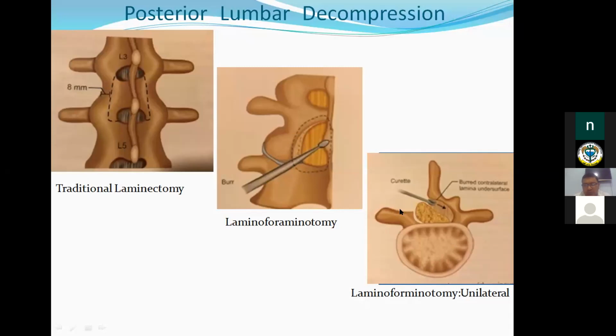In the unilateral technique, we expose only one side, and from that side only we will be able to decompress the contralateral side also. But the disadvantage of this unilateral technique is we need a very precise lighting system and adequate good instruments. Otherwise, there is still a chance of incidental durotomy and nerve injury with this unilateral laminoforaminotomy technique. So for beginners, and where the facility is limited, the traditional laminectomy and bilateral laminoforaminotomy technique are always preferred.